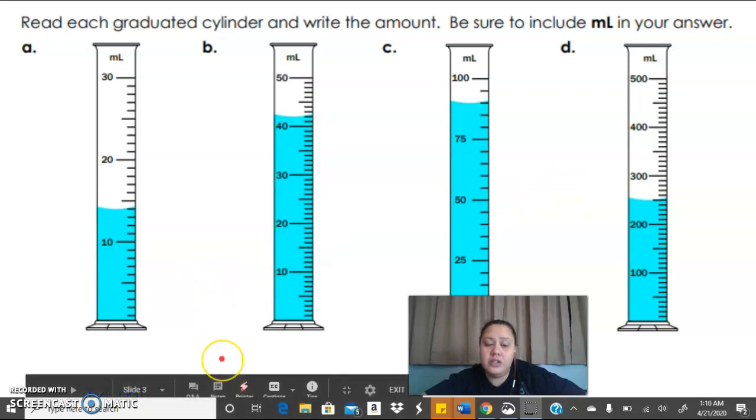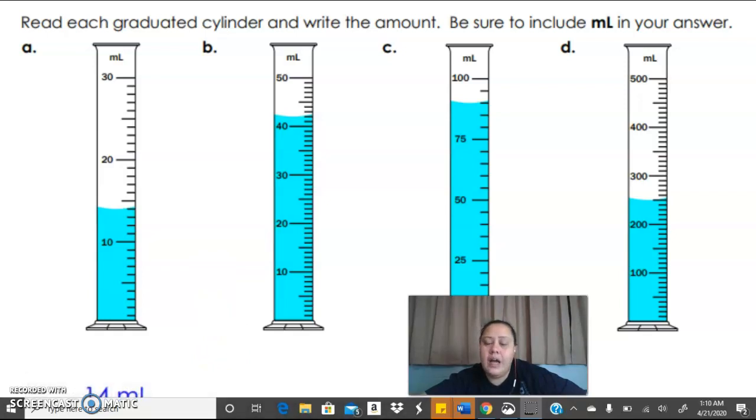There's a good 2 or 3 of you. I have messaged you. Check your emails. If I haven't messaged you, you're doing great. But there's a good 2 or 3 constantly skipping independent practice and just going to the exit slip, and it is showing in your grade on the exit slip because you're not getting those correct.